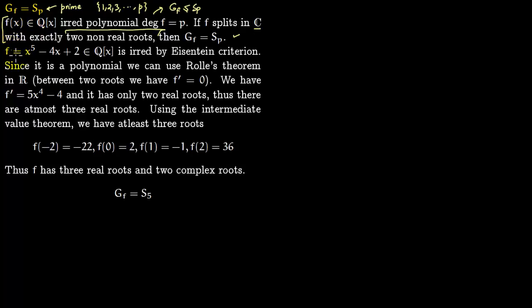So say your f of x is given as x to the power of 5 minus 4x plus 2 over the rationals, and you can check it is irreducible by Eisenstein's criterion. Now since this is a polynomial, we can use Rolle's theorem, and Rolle's theorem says that between two roots we will have the derivative equal to 0. So pictorially this is how it looks.